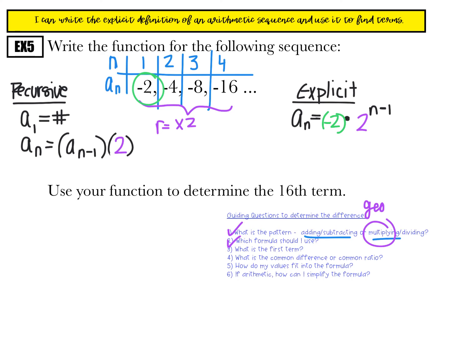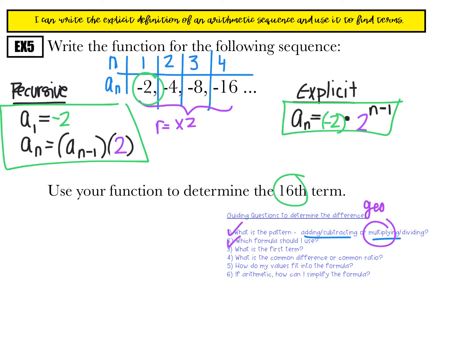And over here in my recursive, I'm going to replace this and say my first term is negative 2. So those are my two functions that I have to write. This is the recursive and this is the explicit. They mean the same thing.